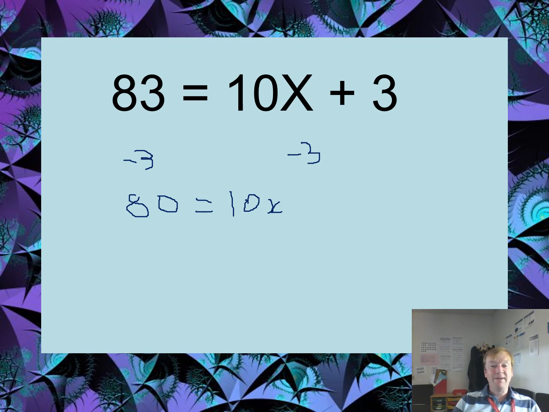Okay, next I'm going to get rid of the 10. I'm going to divide by 10. So that leaves me with 80 divided by 10 is 8. 8 equals x. Now it doesn't matter whether it says 8 equals x, x equals 8, it's all the same thing. That's the answer, 8.